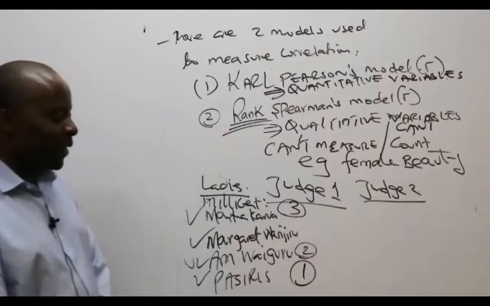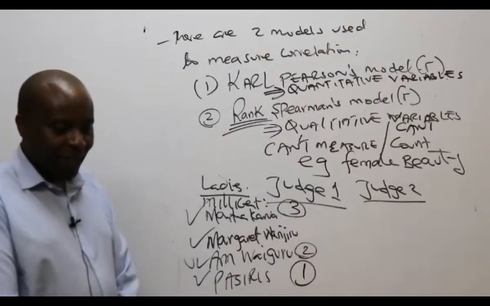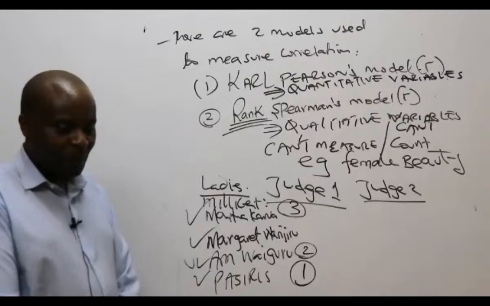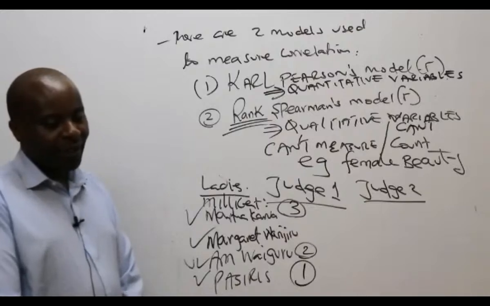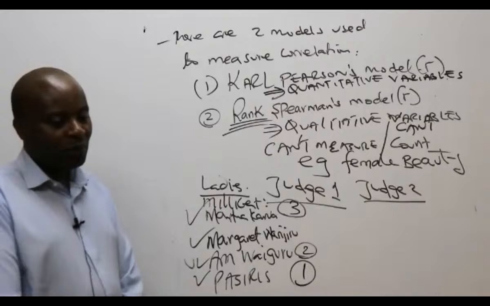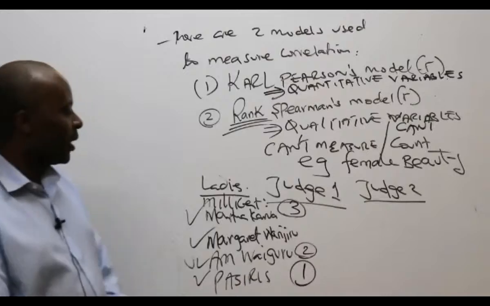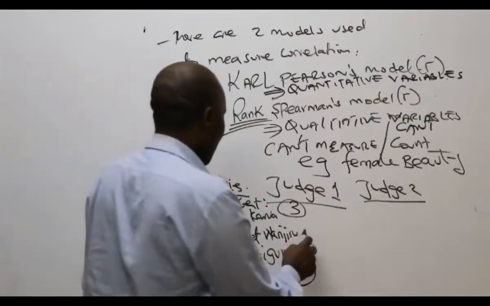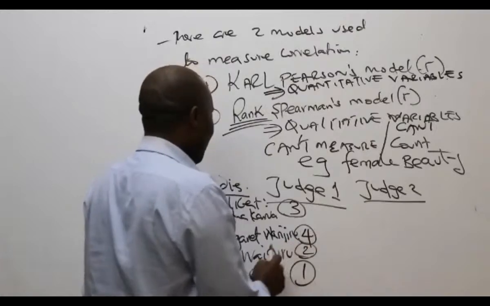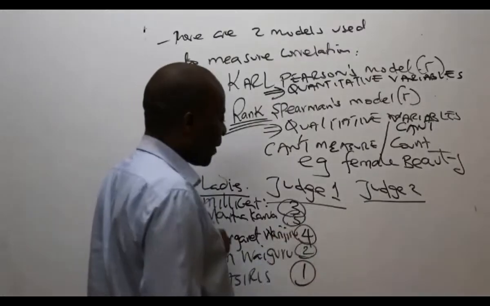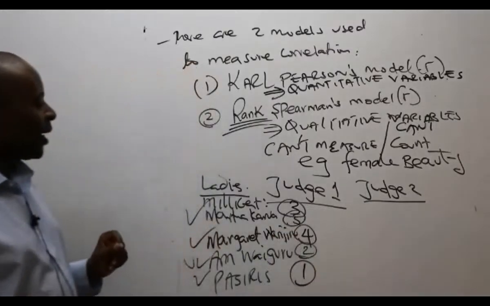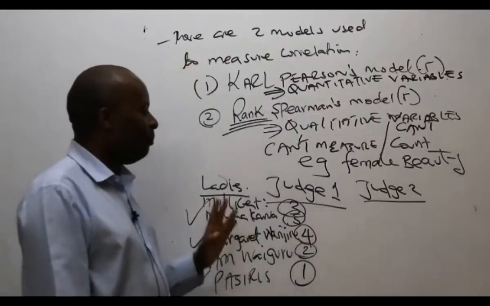Number 4. Gibson, I'm still with you. Margaret. So number 4 is Margaret Wanjiro. And then my neighbor here at Isinya, Mother Karua, who has a very good property at Isinya, gets the last position. This is a female beauty contest.